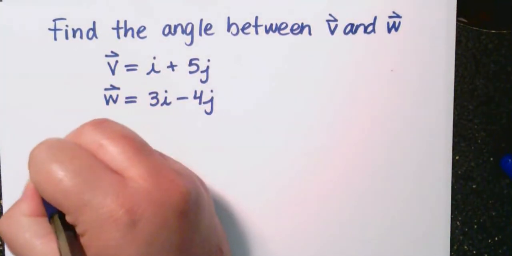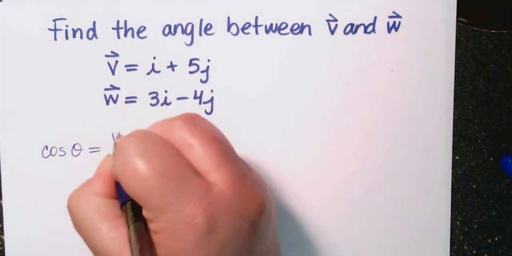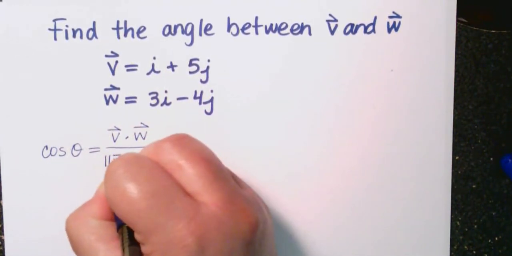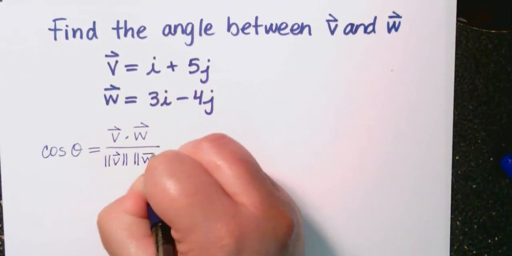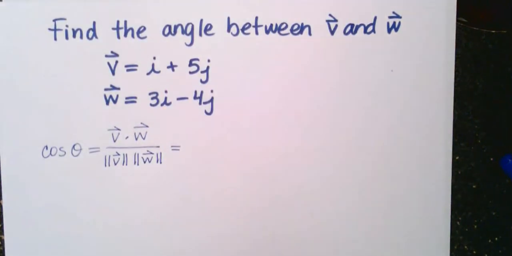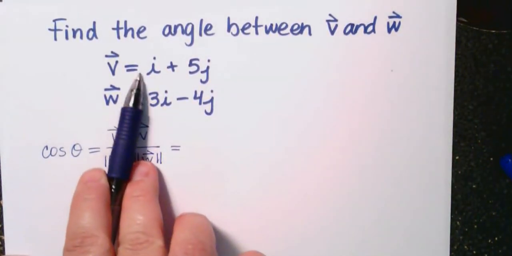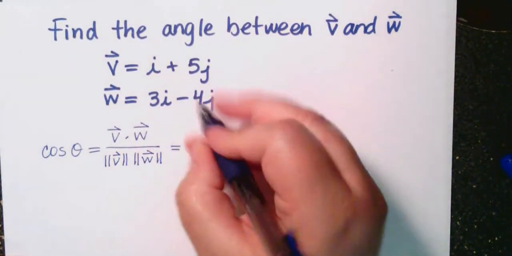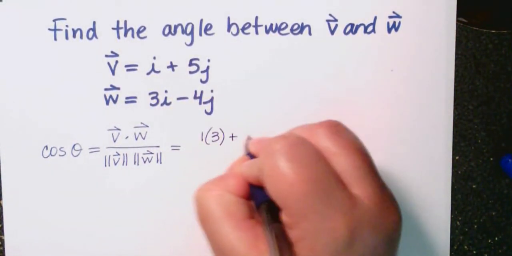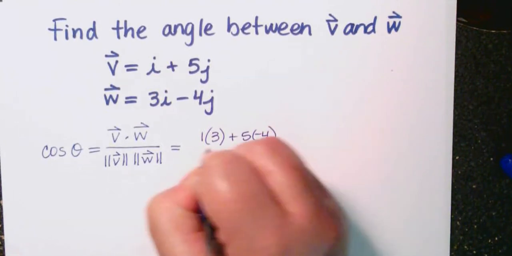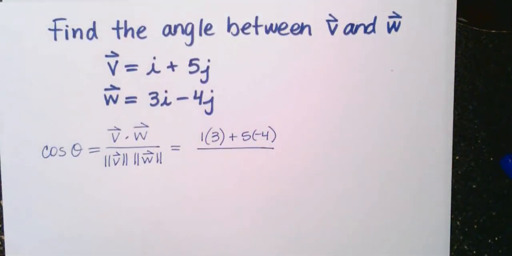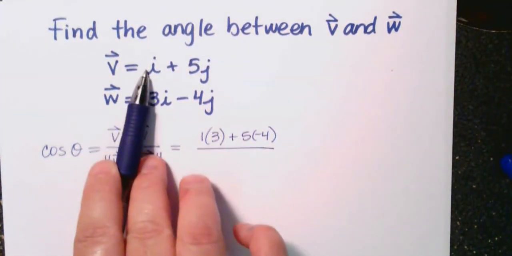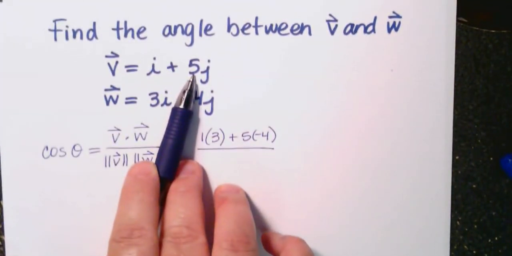So here again is our formula. Cosine of theta is equal to, on the top we have the dot product, and on the bottom we have the product of the two magnitudes of those vectors. Okay, now the dot product on top is going to be 1 times 3, plus 5 times negative 4. And in the denominator, the magnitude of V, that's where I do horizontal component squared plus vertical component squared and take the square root.